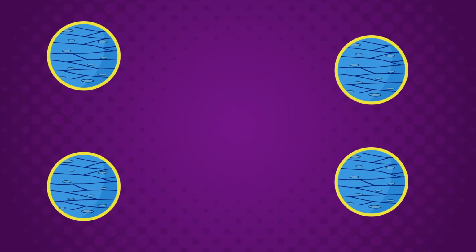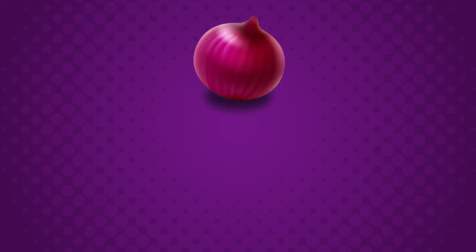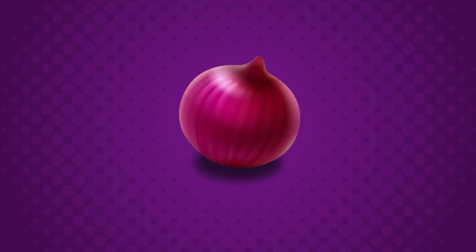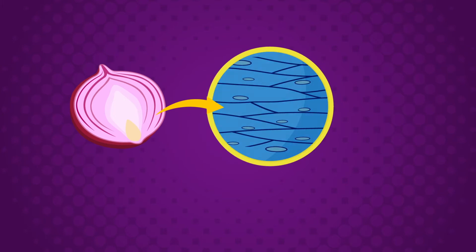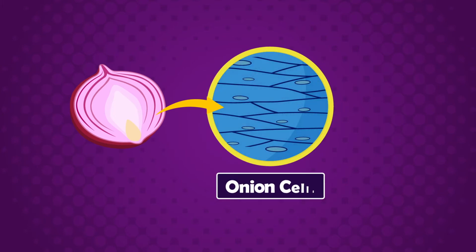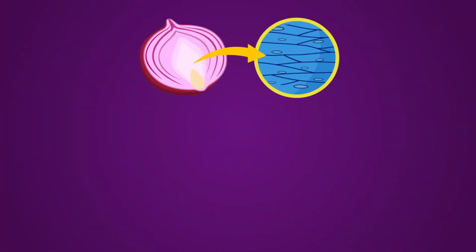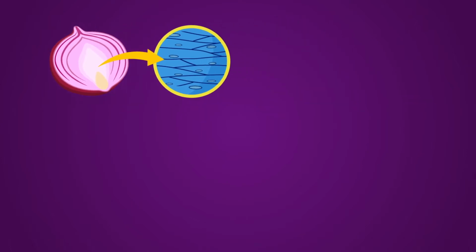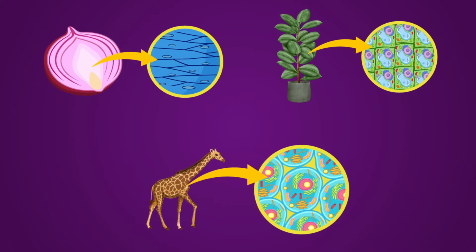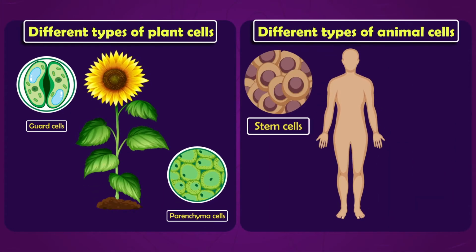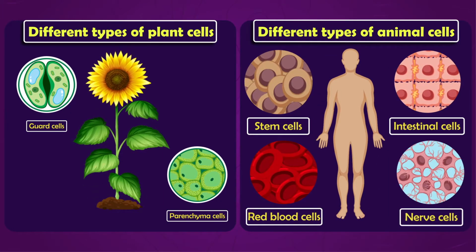These similar structures together form a big structure like an onion bulb. And these similar small structures are the basic building units of the onion bulb called cells. Not only onions, but all living things, including plants and animals, are made up of cells. Different organisms are made up of different types of cells.